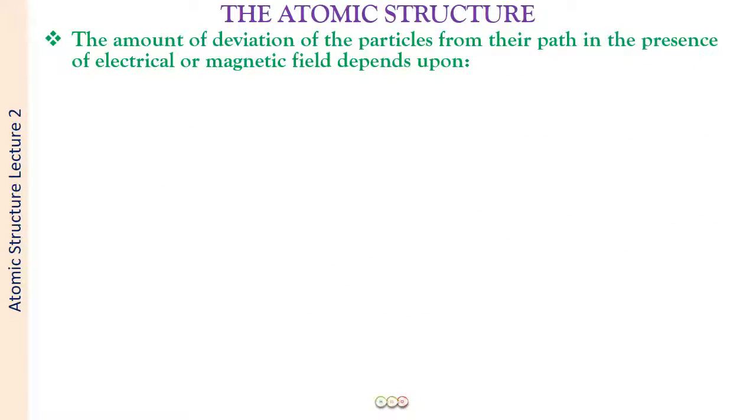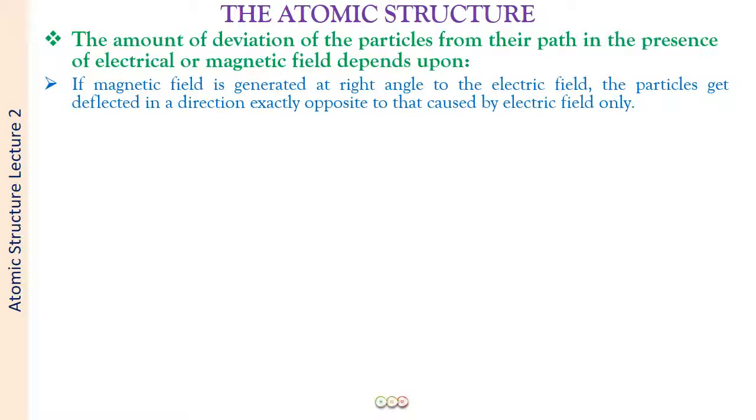And he realized during all these experiments that any particle, not only electrons, deviates from its path in the presence of an electric or magnetic field. And this amount of deviation depends upon several factors. First, if the magnetic field is generated at right angle to the electric field, the particles get deflected in a direction exactly opposite to that caused by the electric field only.